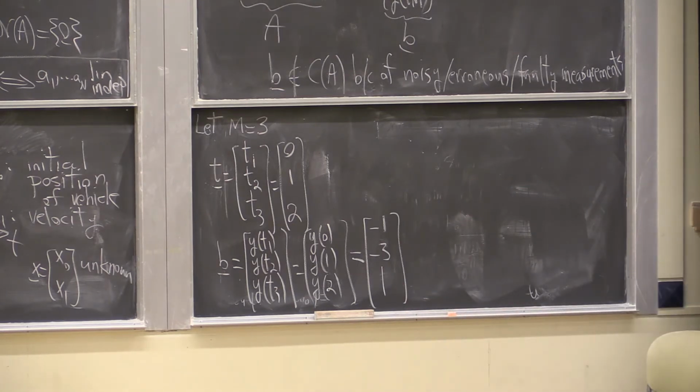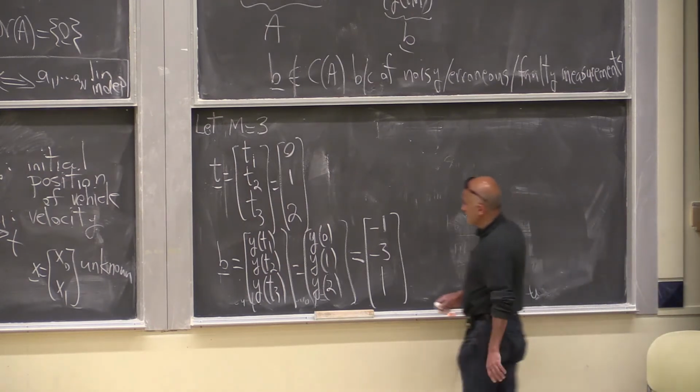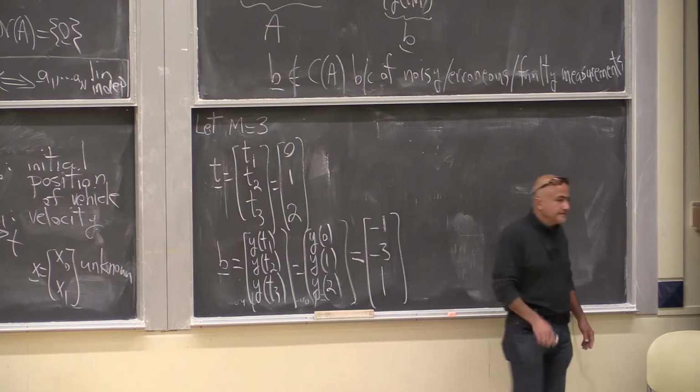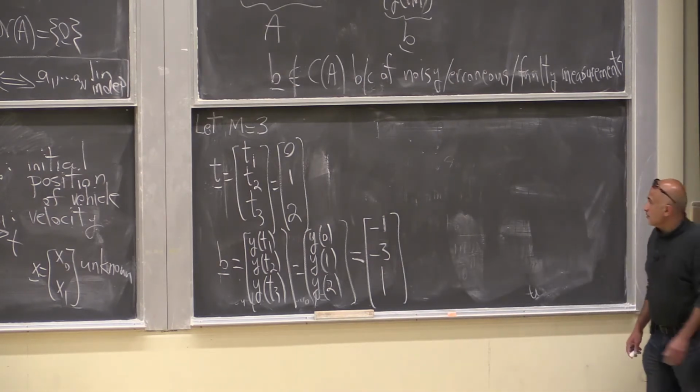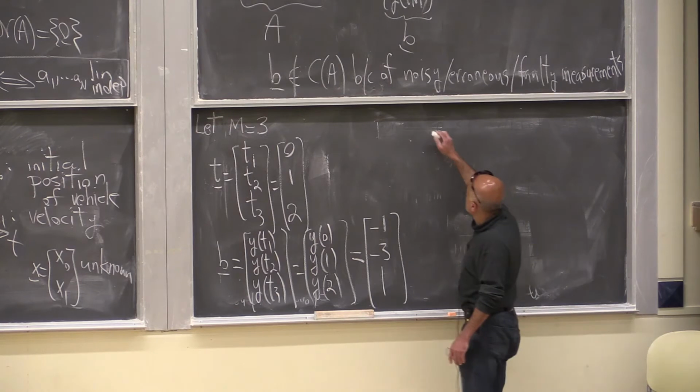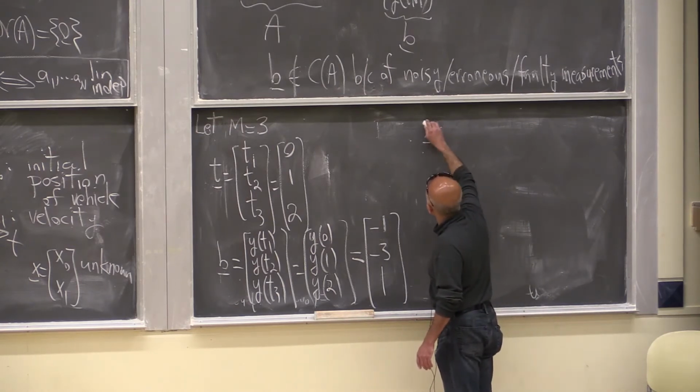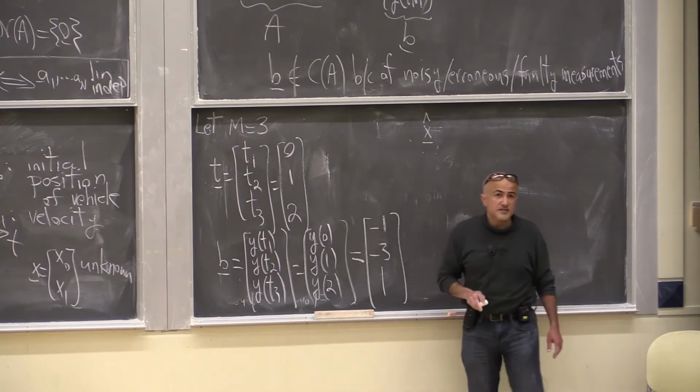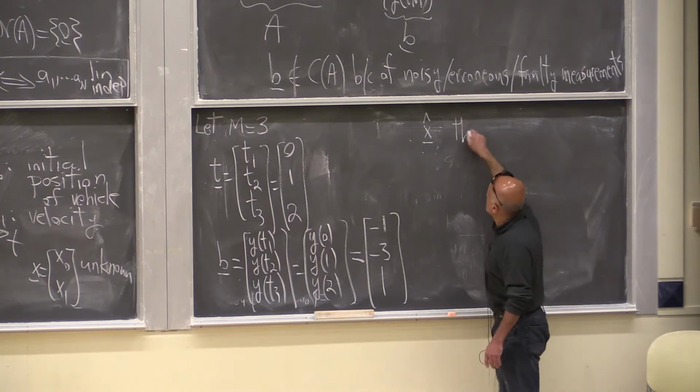This is where Strang's example kicks in. So it may not necessarily fit our car model. But whatever it is, it's a linear model, and these are the measurements we make. What I want you to do is find x hat, the best estimate.